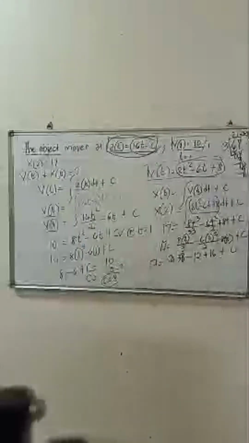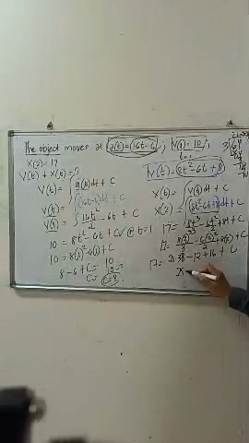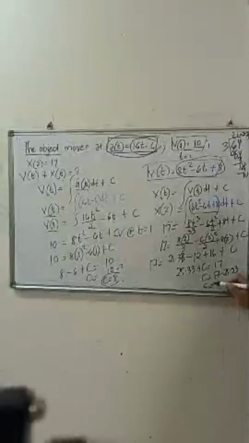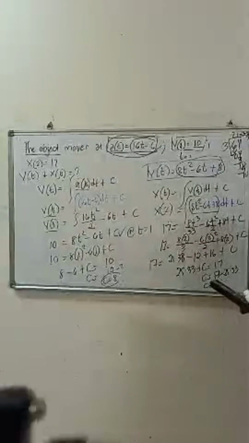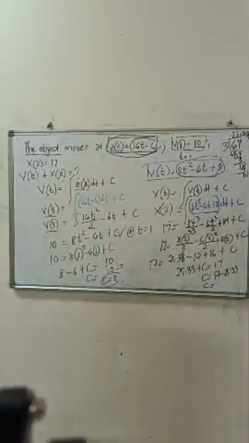So we have here 21.33 minus 12. Minus 12 plus 16 is equal to 25.33. So 25.33 plus c is equal to 17. c is equal to 17 minus 25.33. We have a negative constant here. 17 minus 25.33 is equal to negative 8.33. So why do we have negative 8.33?